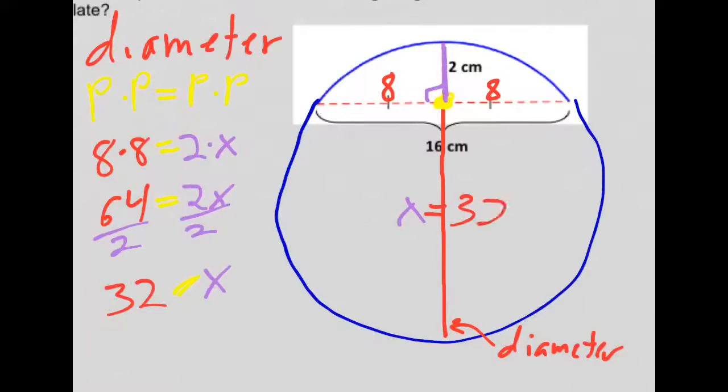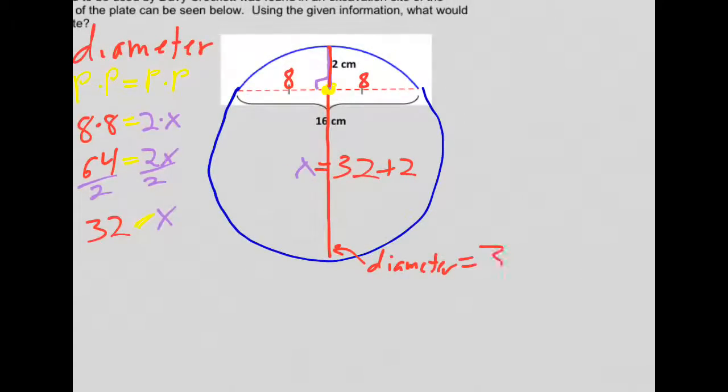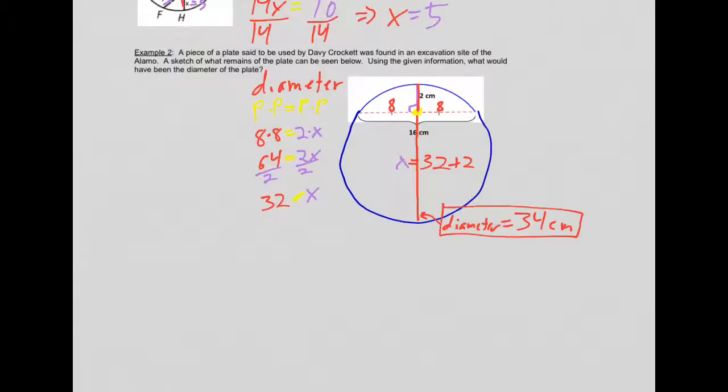So what's the length of my diameter? 34, because I've got this extra 2 right here, so 32 plus 2, diameter equals 34 centimeters. I don't want to forget my units of measurement because I don't want to get points off on the test or the quiz. Okay? Easy peasy Japanesey? All right.